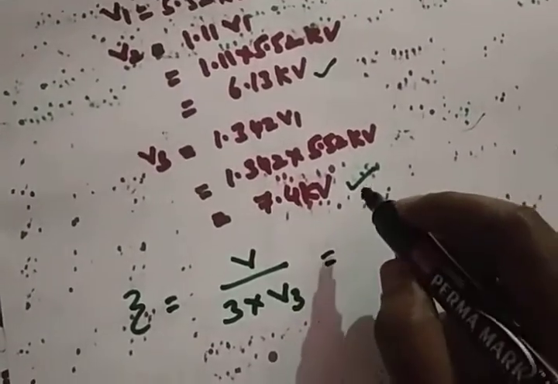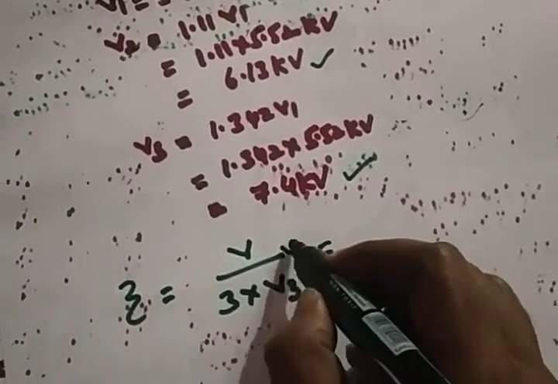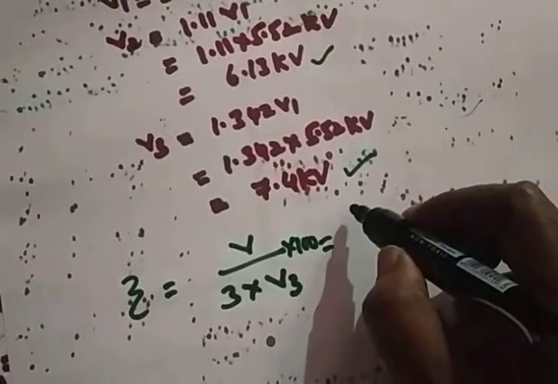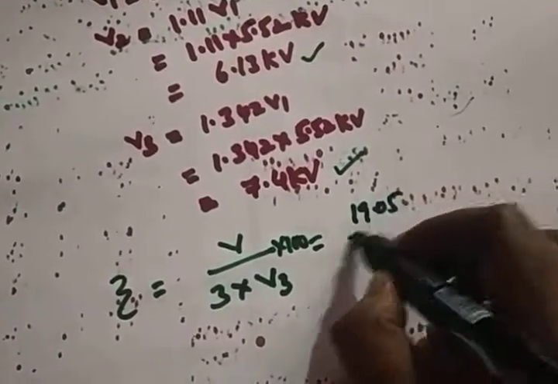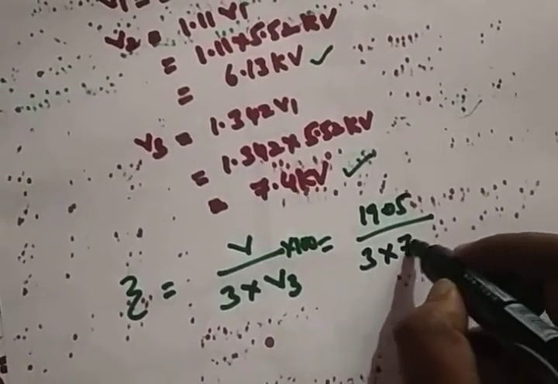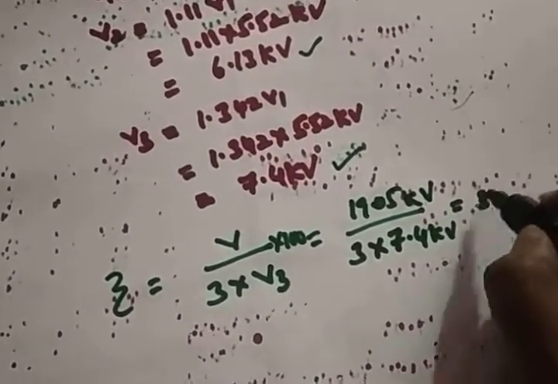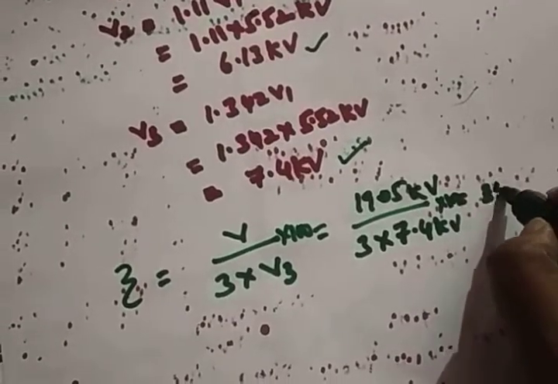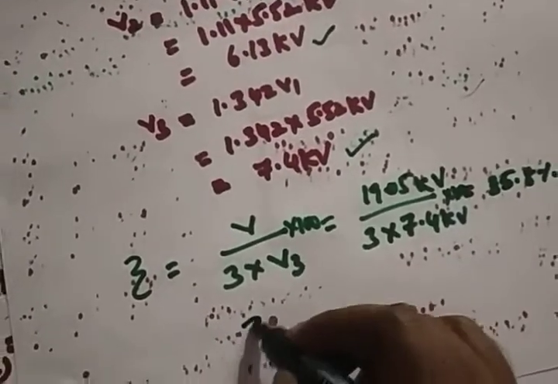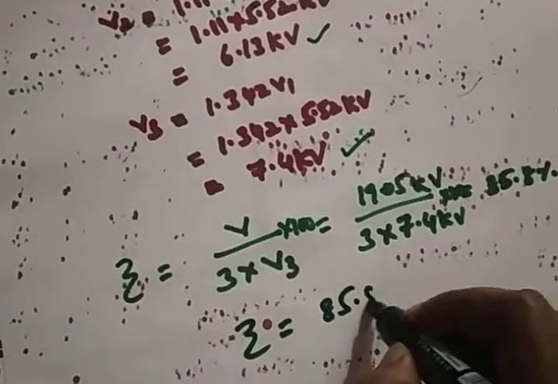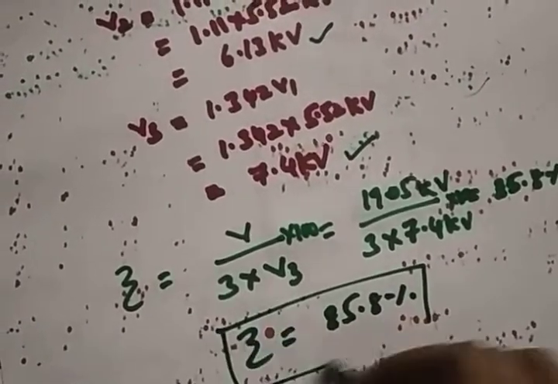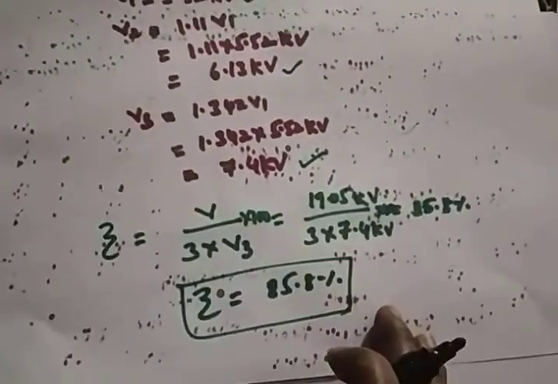The total voltage, what is the V value? Multiply by 100 because it is a percentage. So the V value is 19.05 by 3 into V3, 7.4 kV. This is also kV. Then into 100, you will get 85.8%. The string efficiency is 85.8%. This is the question they asked: find each and every voltage across each disc and find the total efficiency of the string.